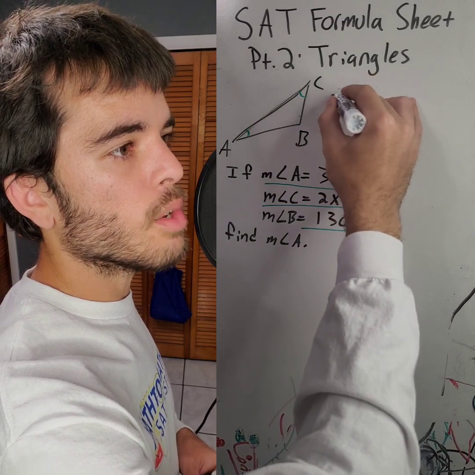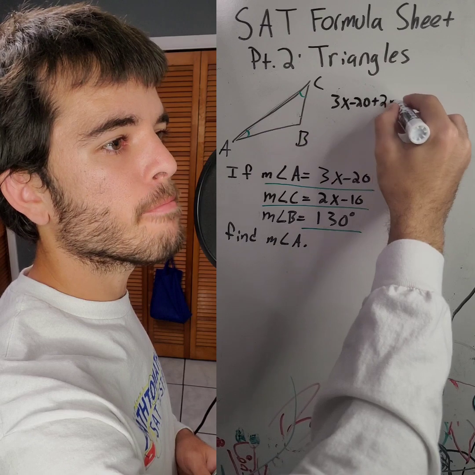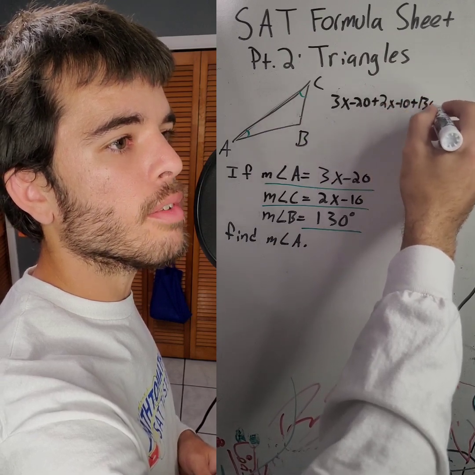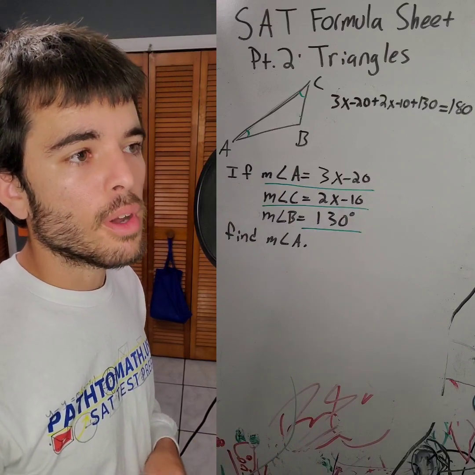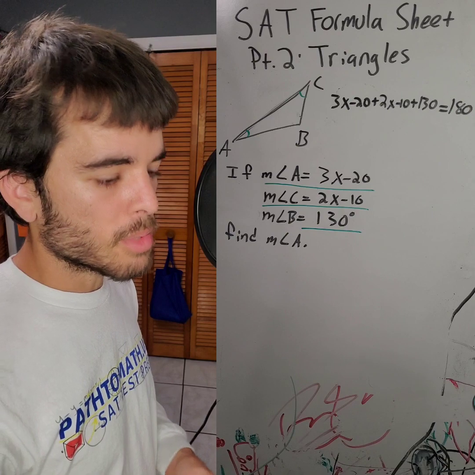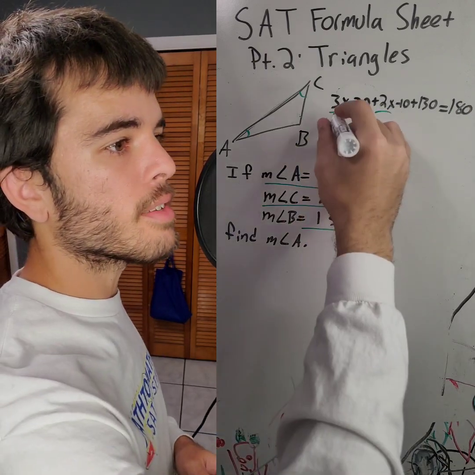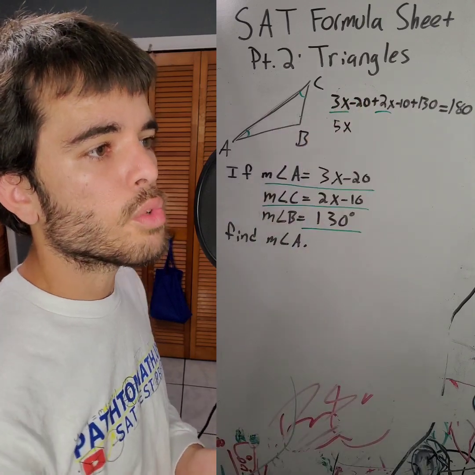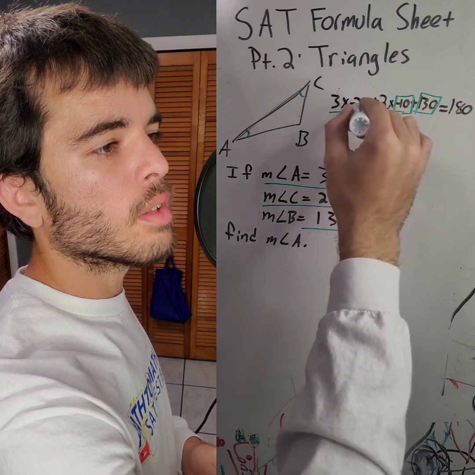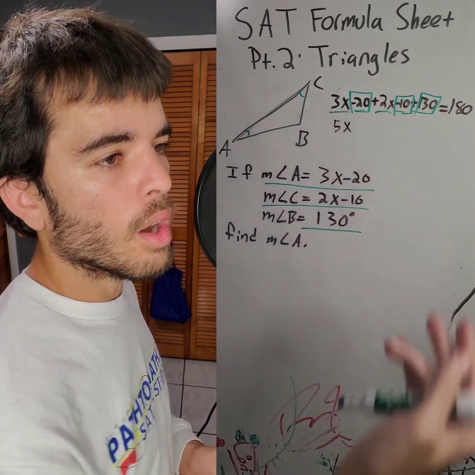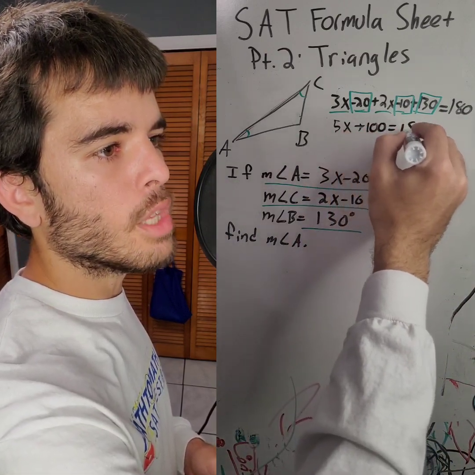So let's represent that as an equation. I'm going to add the 3x minus 20 with the 2x minus 10, and I'm also going to add in the 130 and set all of that equal to 180. Okay, so it looks like a mess at first, but hopefully you're comfortable with combining like terms. I see that the 3x and the 2x are going to combine. They're both positive, so it's going to be 5x. There's also the negative 20, the negative 10, and the 130. I'm going to box those. That's going to combine to a positive 100.